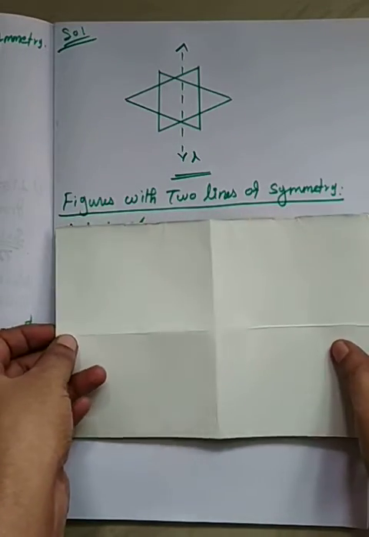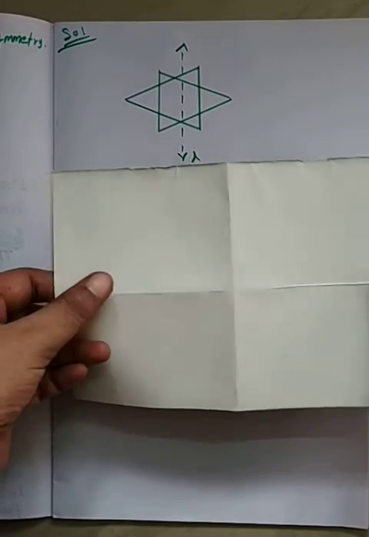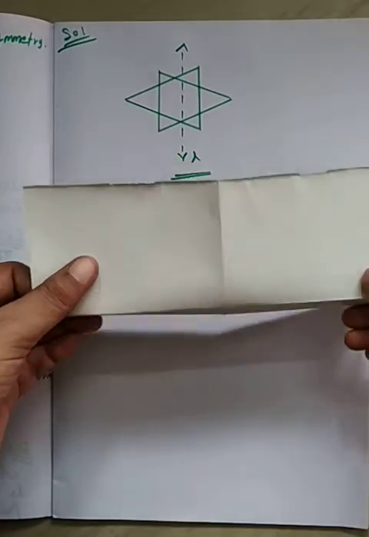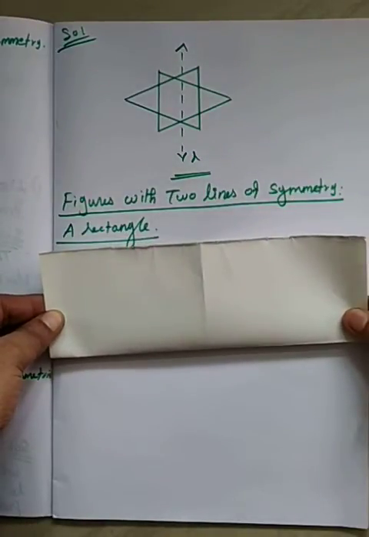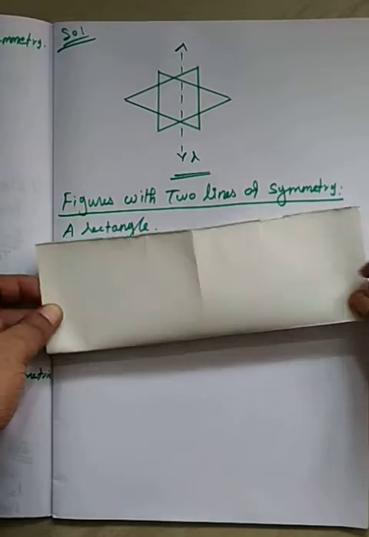Everybody clear? Okay, see, take a rectangular sheet. First you have to fold it once lengthwise, so that one half exactly covers the other half.